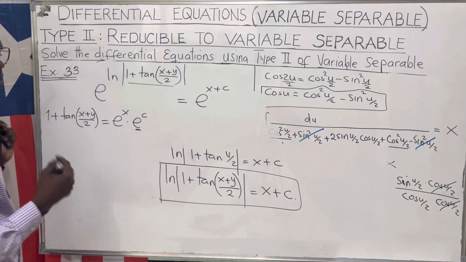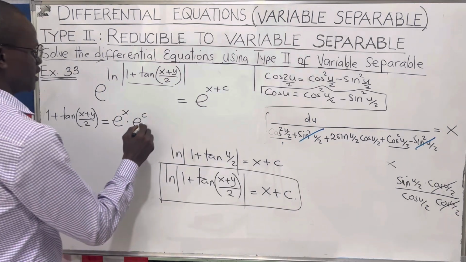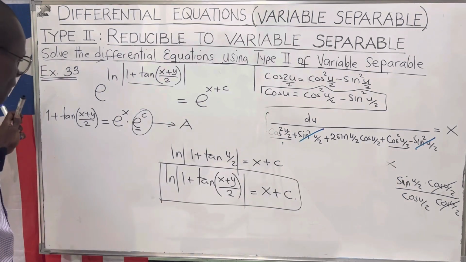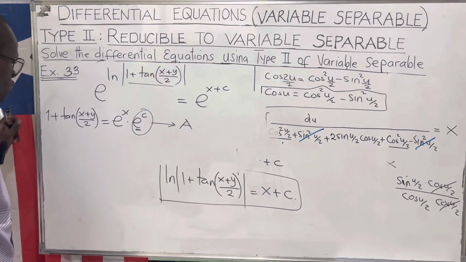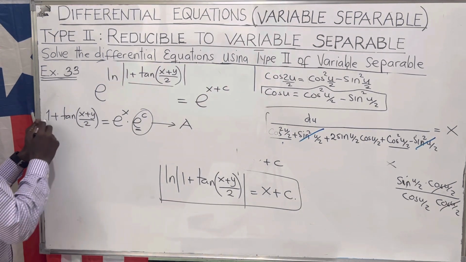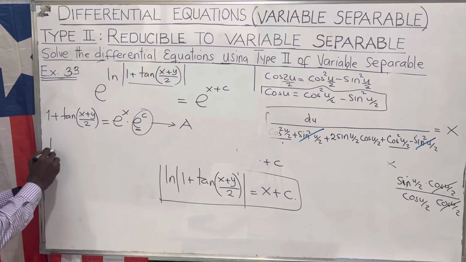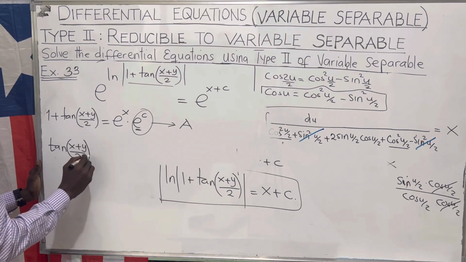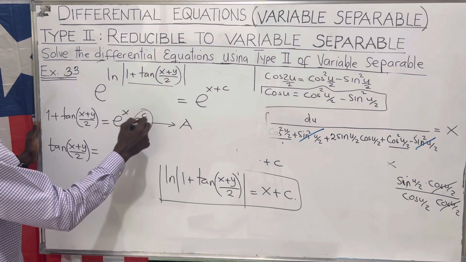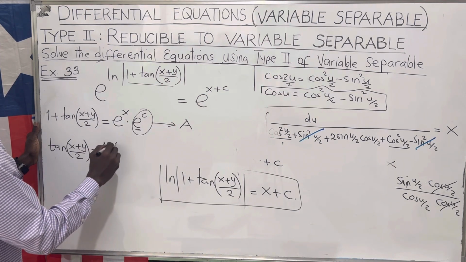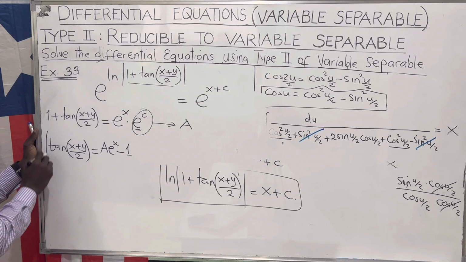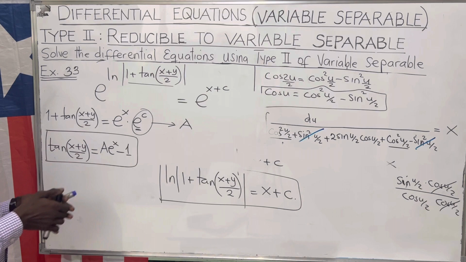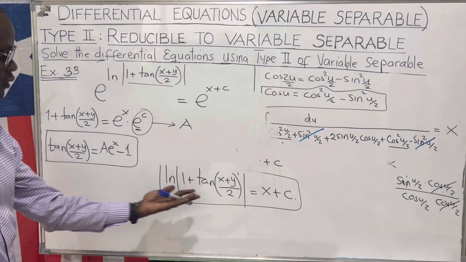This e raised to c is a constant, so we will just represent it with some constant. We can call it a or b. If you send this one across, it doesn't matter. We have tangent of x plus y over 2 equals, since this is a now, a e raised to the power x minus 1. So you see it has been reduced to a more compact form than this.